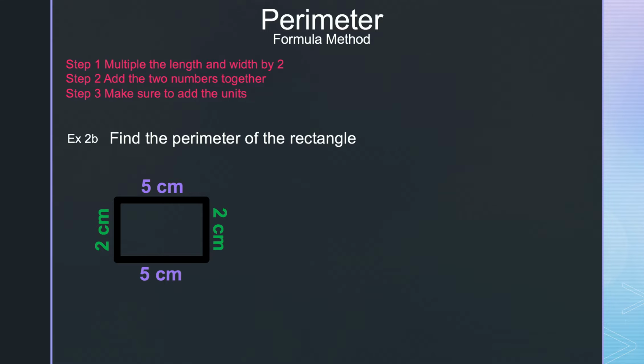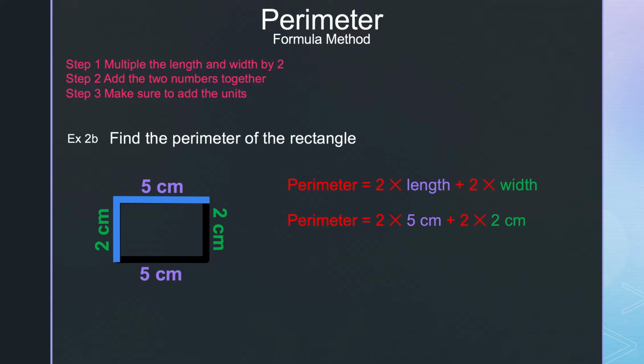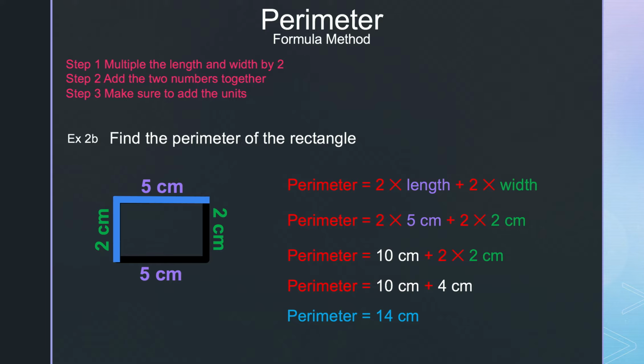Now let's go ahead and use the formula method. Let's write it down. Now we picked two sides that form an L or have a corner or that are perpendicular to each other. So now let's go ahead and change the length and width to numbers. So 2 times 5 is 10. 2 times 2 is 4. 10 plus 4 is 14. So once again, the formula method is the same as adding all the sides. So you can choose which one you're more comfortable with.